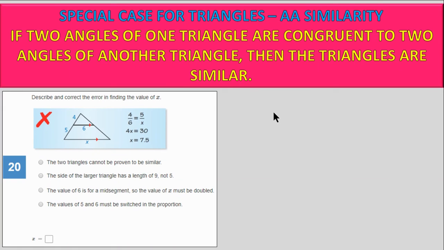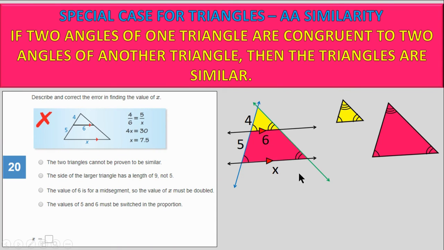So on number 20, we have triangles that look like this. The difference is now we have side lengths. So when I draw the triangles so they are not overlapping, the yellow triangle has sides 4 and 6, and the pink triangle has sides 5 and x. But I've already made a mistake. The pink triangle doesn't actually have a side that's 5. If you look at the pink triangle, the side is actually 4 plus 5, or 9.